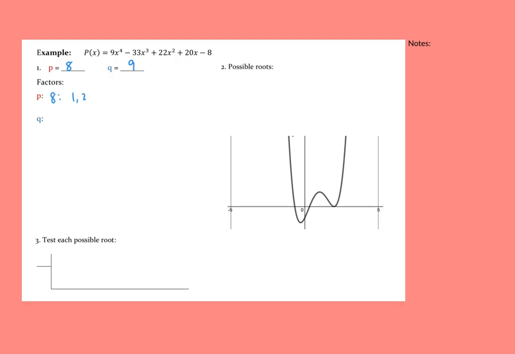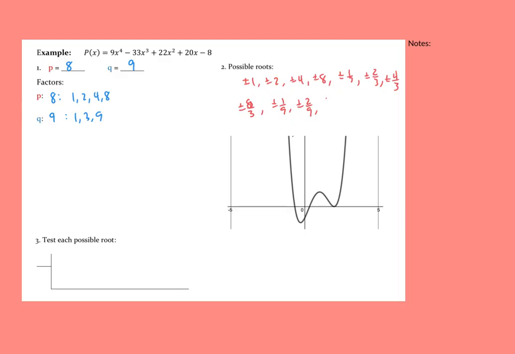Our p-value gives me 1, 2, 4, and 8. Those are my numbers that multiply to get 8. For q, 9 is 1, 3, 9. So when I'm looking at all of these possible combinations, we get 1 over 1, which is 1, 2 over 1, 4 over 1, 8 over 1. But I also have to do this over 3, so I get plus or minus 1/3, 2/3, 4/3, and even 8/3. But I also have to do this all over 9 as well, which is 1/9, 2/9, 4/9, and 8/9.